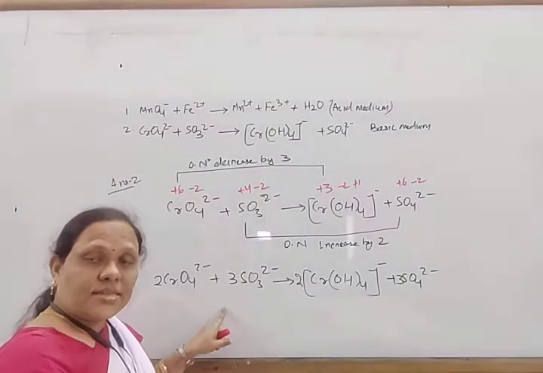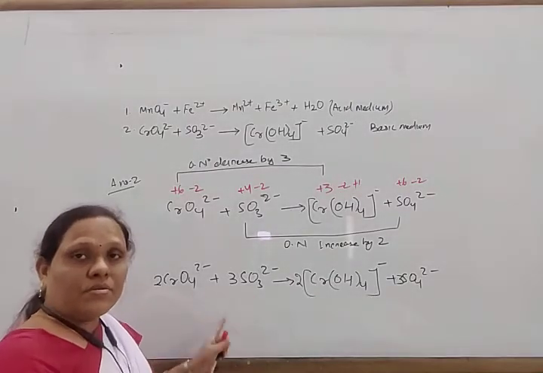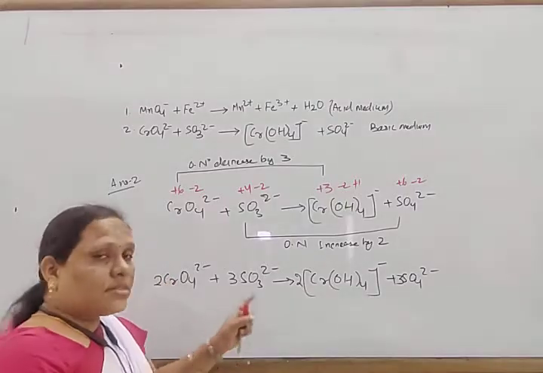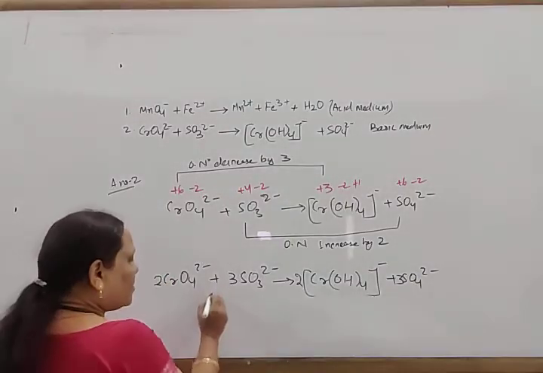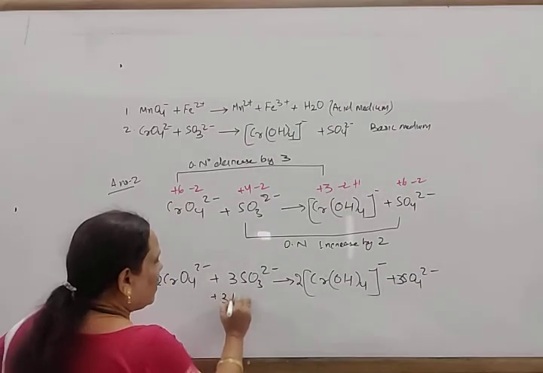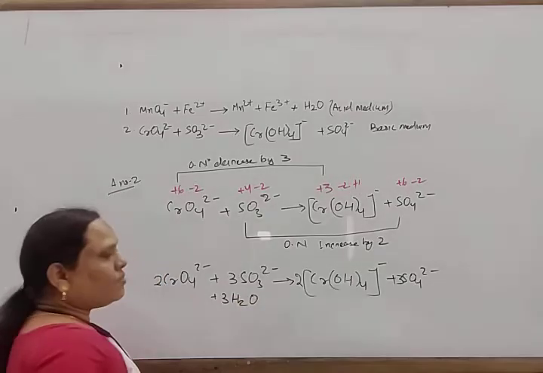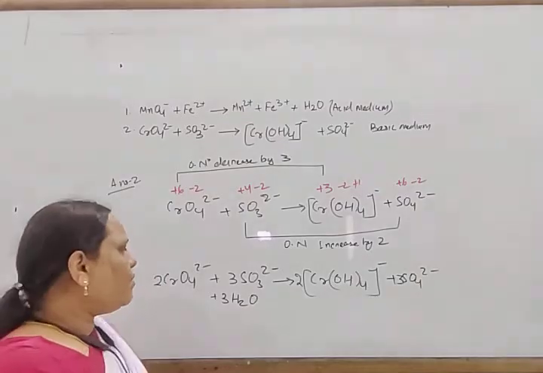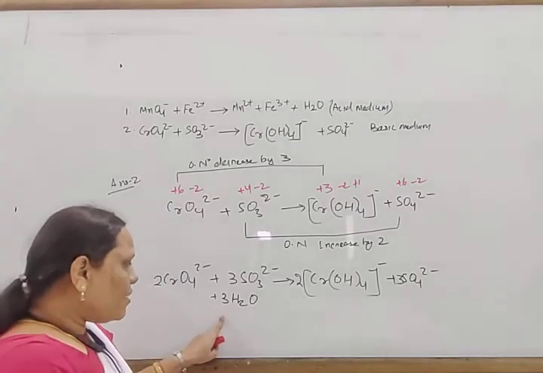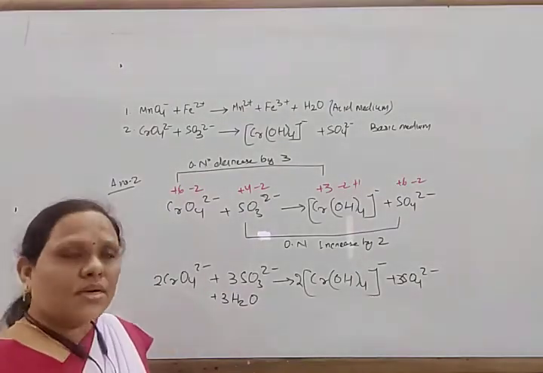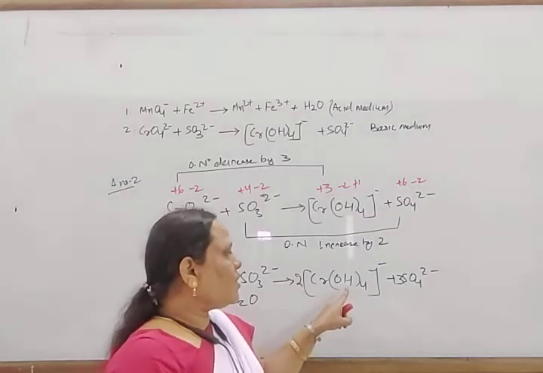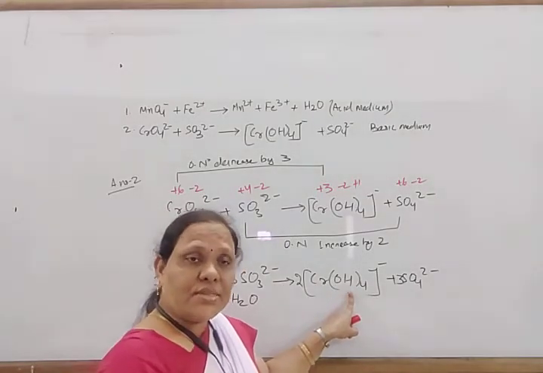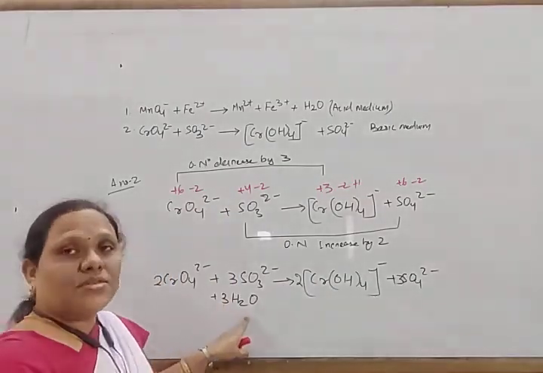In this way, on the side where oxygen is less, you can add water molecules. So here you can add 3 H2O molecules. So now oxygen atoms are balanced on both sides. But when we add water molecules, now look at the hydrogen atoms. Here 2 into 4 that is equal to 8 hydrogen atoms, but here 6 hydrogen atoms.